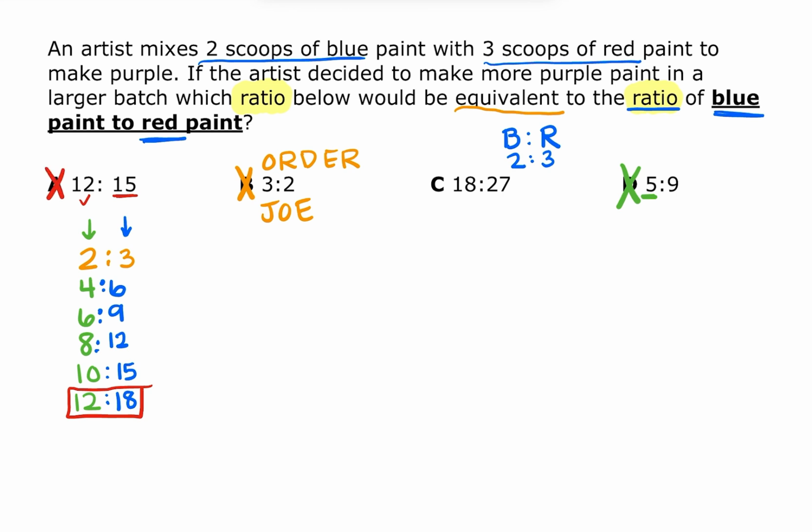So let's just double check C. So I need to skip counting by 2s to get to 18. So 2, 4, 6, 8, 10, 12, 14, 16, 18. Okay, let me put my dots. And then on the other side, remember we were counting by 3s. So 3, 6, 9, 12, 15, 18, 21, 24, 27. So, does that entire ratio match? Yes, it does. So that is my answer.